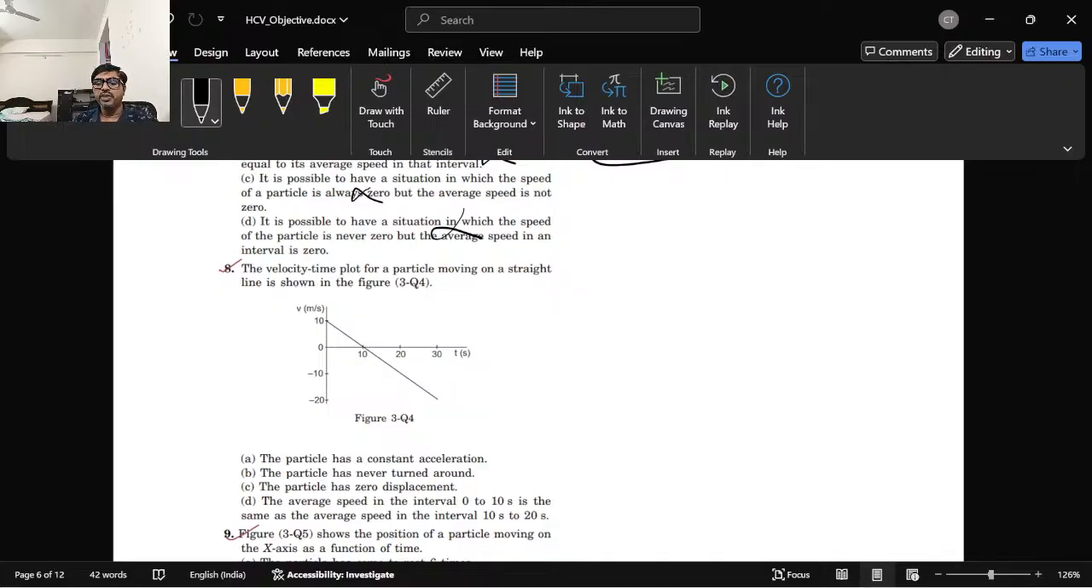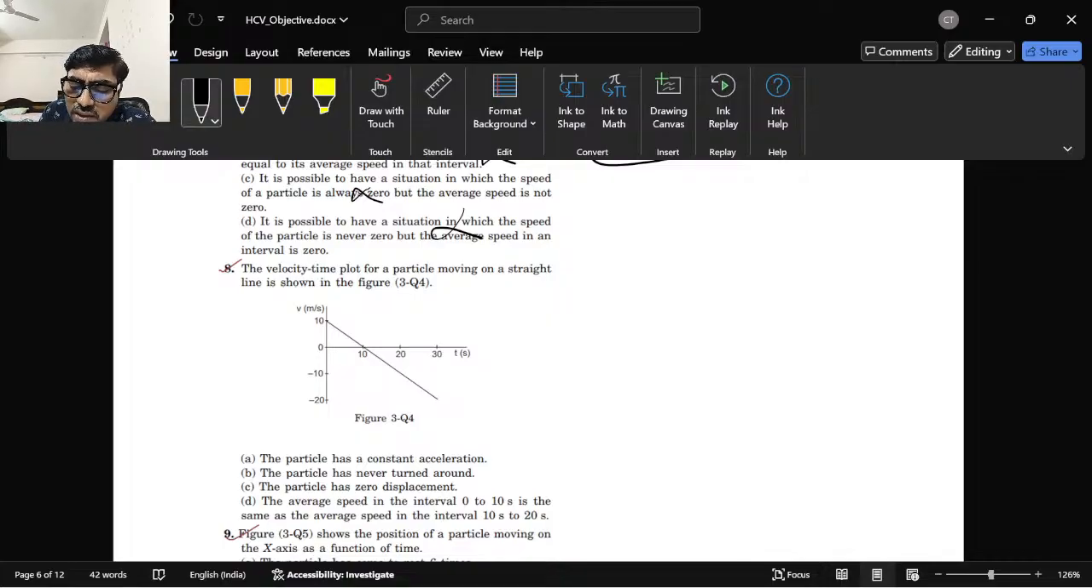Velocity time plot for a given particle moving on a straight line is shown in the figure. Velocity time graph. See, velocity is decreasing here. Initially 10 meter per second, decreasing. At 10 seconds it has become 0, and after that velocity has changed its direction. So it is having negative velocity, meaning up to 10 seconds it is going in one direction. After 10 seconds it is going in the opposite direction. Okay, velocity direction has changed. Now he is asking about acceleration.